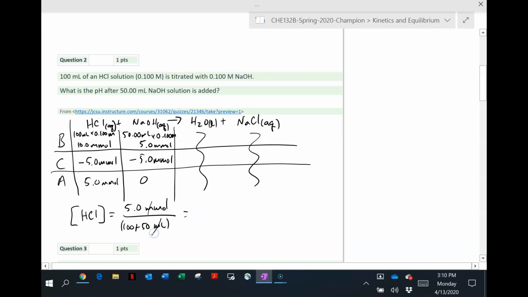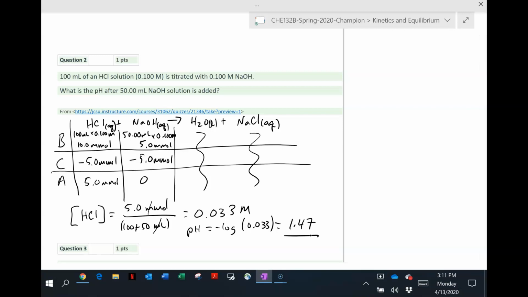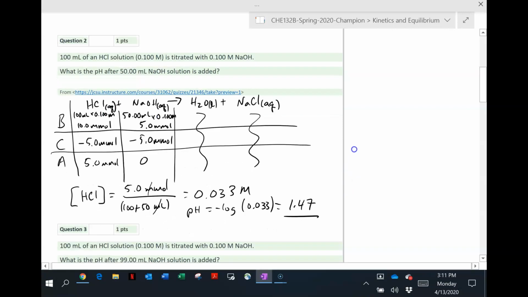Millimoles divided by milliliters is molarity. So 5 divided by 150, the concentration's gone down to 0.033 molar. Our pH then will be negative log of that. So that's going to be 1.47. So we see that the concentration of HCl went down from 0.1 to 0.033, and the pH went up from 1 to 1.47, so it's not quite as acidic, and both of those things make sense.